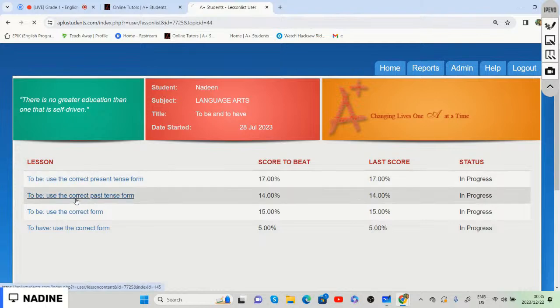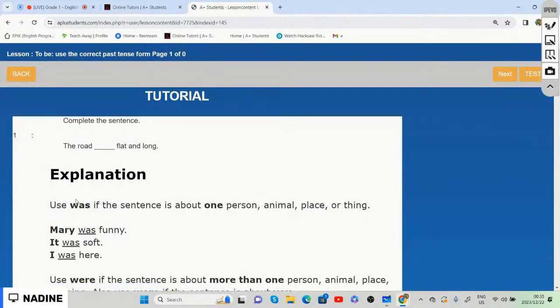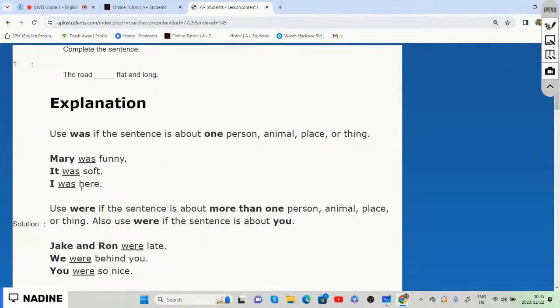So now we're going to use the correct past tense form. And we said when we use the correct past tense form, we use was and we use were. We use was and were to basically refer to the past.